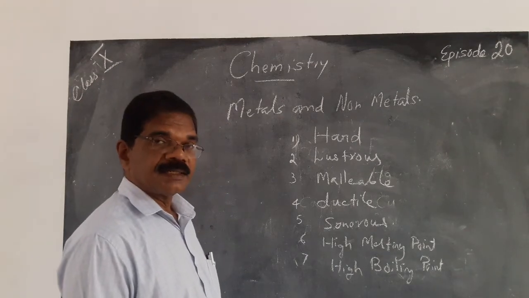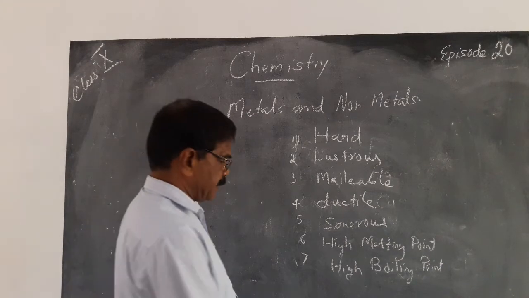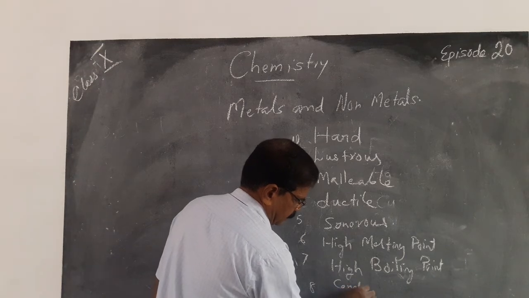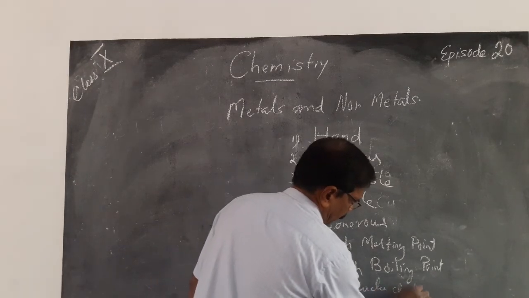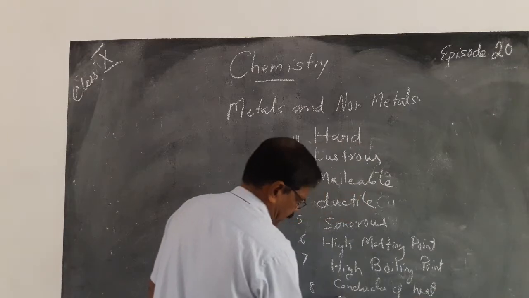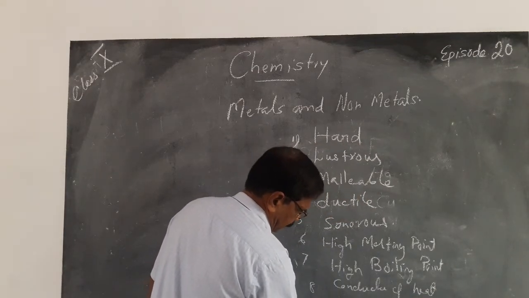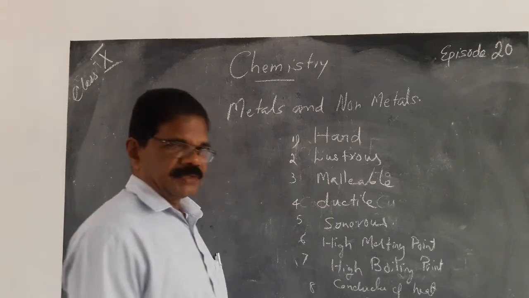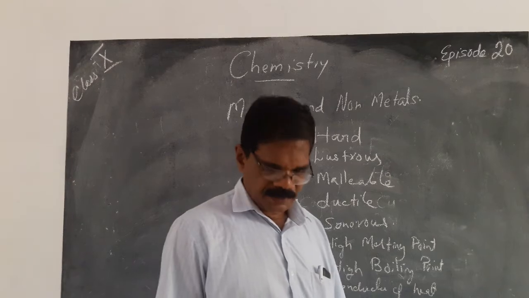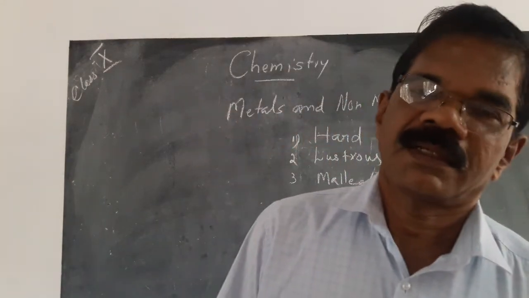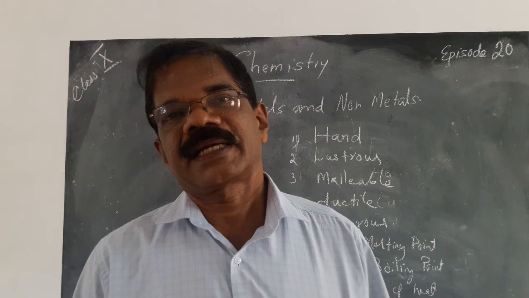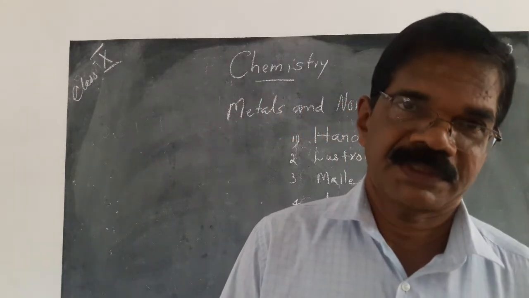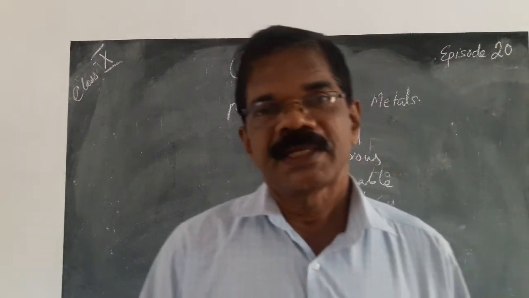They are good conductors of heat and electricity. Conductors of heat and conductors of electricity. Can you say why they conduct heat and electricity? Since there are free electrons in a metal. These free electrons allow the passage of electricity through it.